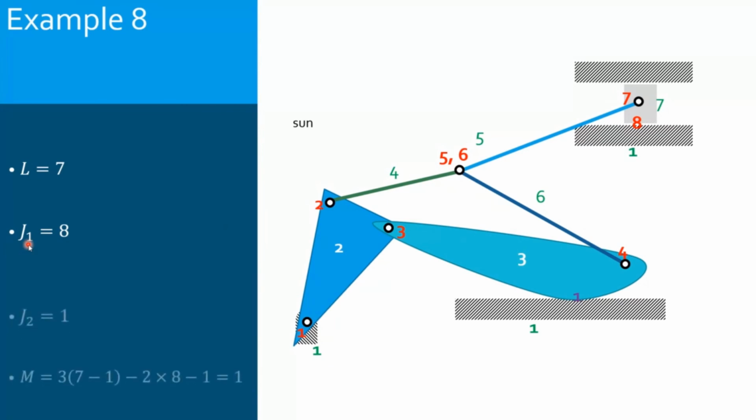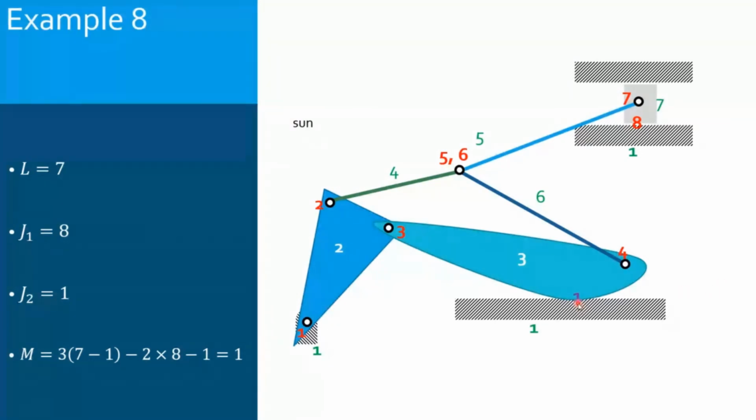And for J2, I have this one, the contact between the cam and the ground. I have only one simple contact, so J2 is equal to 1. I have only one higher pair. So if I substitute, 3 times (7 minus 1) minus 2 times 8 minus 1 will be equal to 1.